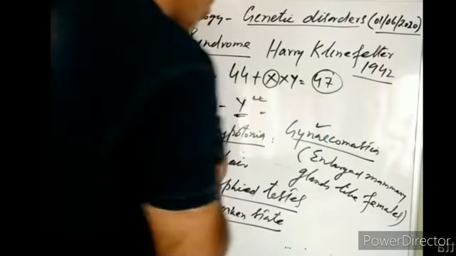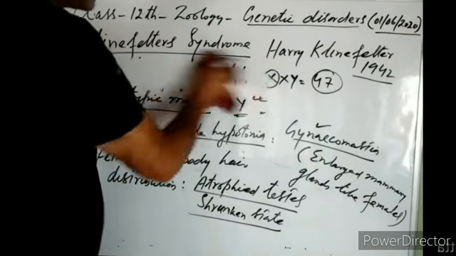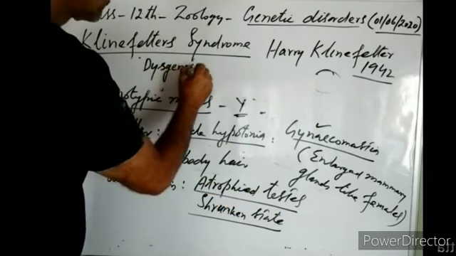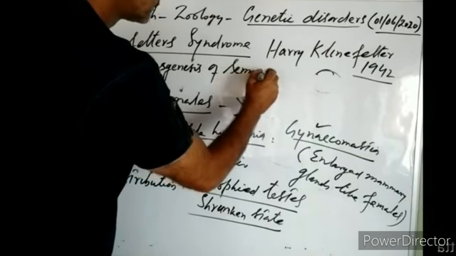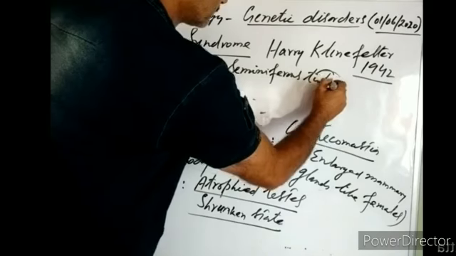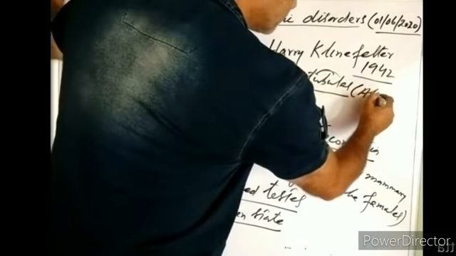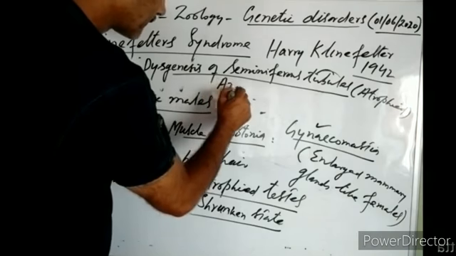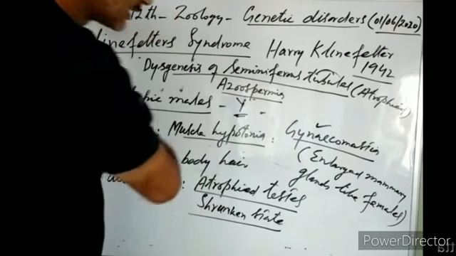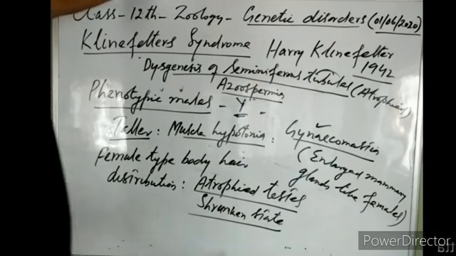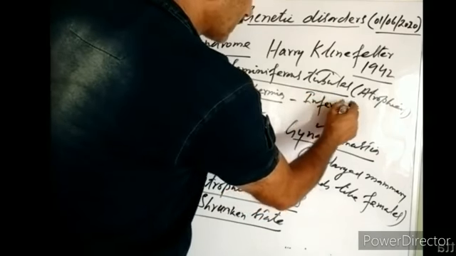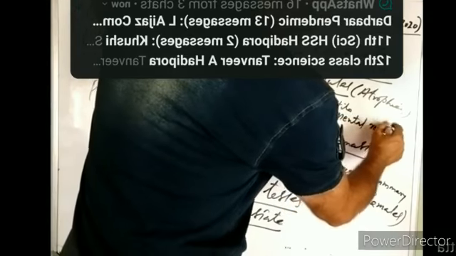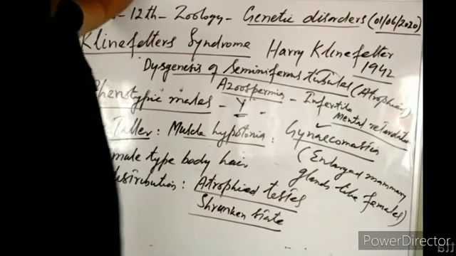Then in the testes there is dysgenesis of seminiferous tubules. The seminiferous tubules get atrophied. They degenerate, right? So they suffer from azoospermia. They don't produce sperms in their semen. So these males become infertile. And they also suffer from some degree of mental retardation.